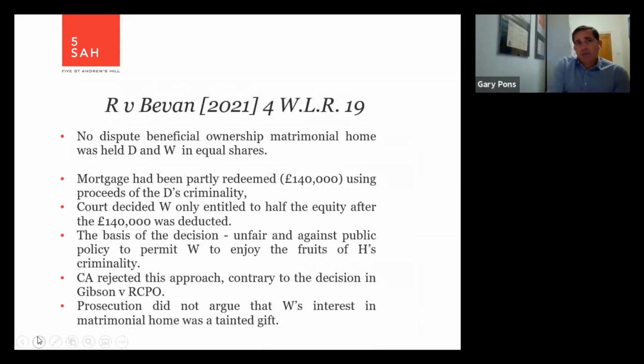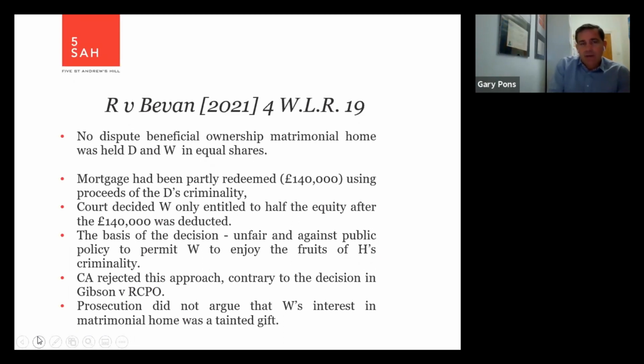In the case of Bevan, there was no dispute that the beneficial ownership of the matrimonial home was held between the defendant and his wife in equal share. The Crown agreed, the defendant agreed, as did his wife. But in the case of Bevan, what had occurred was that the mortgage had been redeemed, albeit only in part, by the use of £140,000 that had been derived from criminality. They were, put simply, the proceeds of his offending.